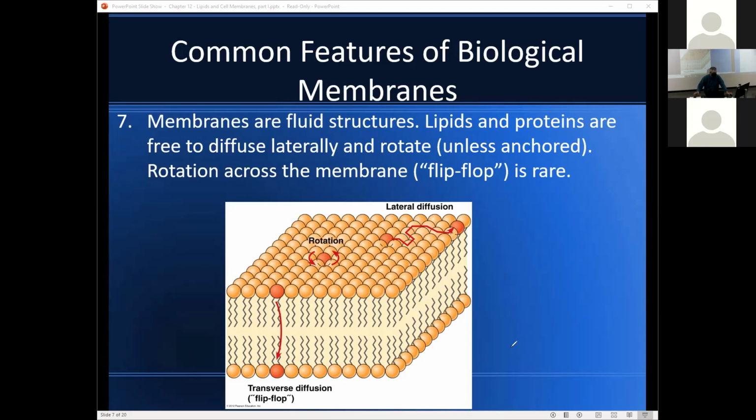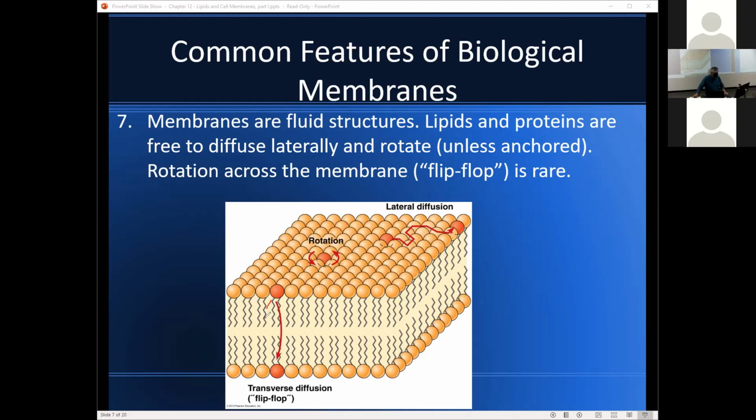So again, because these are non-covalent structures, held together by many non-covalent interactions, they're not static. They're not going to stay in place. They can diffuse laterally. So here's an example of lateral diffusion. They can change places and move around laterally. They can rotate in place like this. And very rarely they can flip-flop.